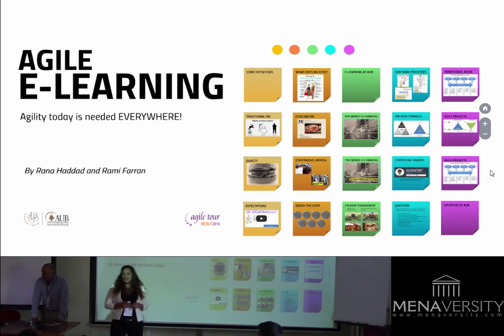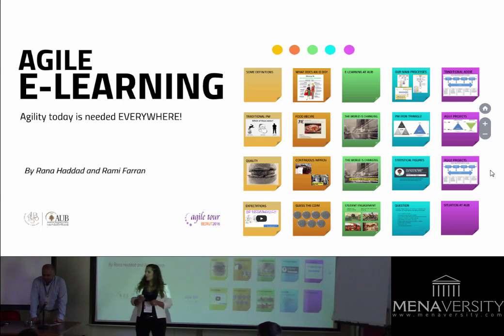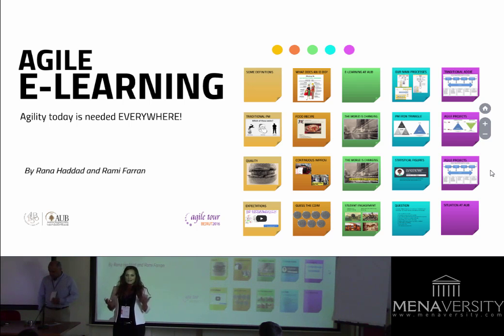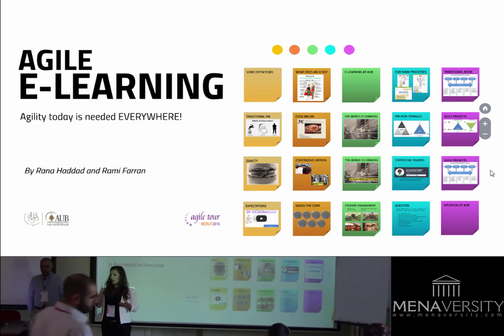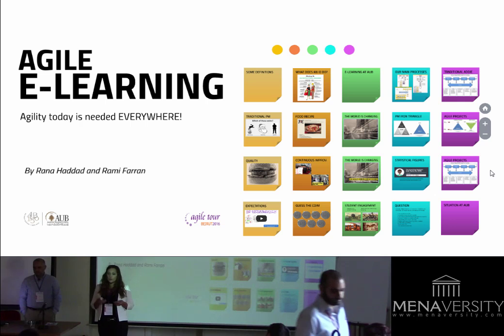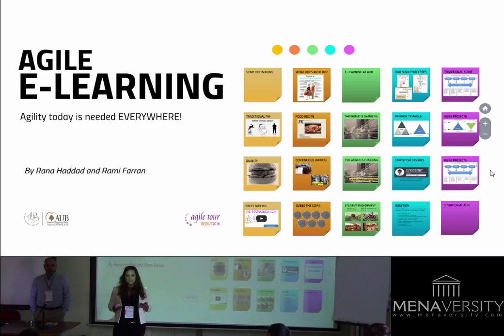Okay, so we're going to talk to you about a few things. First of all, the main thing obviously is agile e-learning, but many of you might be wondering, what does that mean? What is agile e-learning? Tell us a little bit more about it. So we're going to focus mainly on, first of all, defining our context. So what do we mean by e-learning? What is e-learning for AUB? What are our current processes? What are our problems with our current processes?